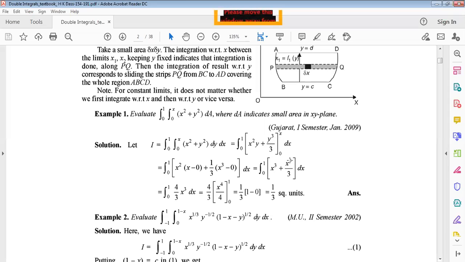Then this will also be x to the power 4 by 4, right? This is the full integration. Try to understand.